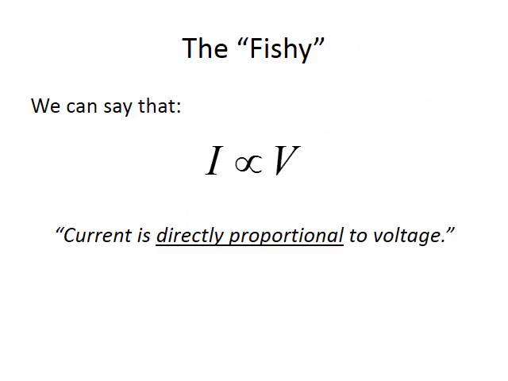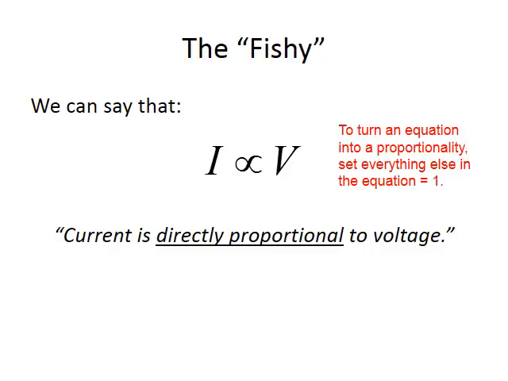We can represent the relationship between the current and the voltage as I ∝ V. That symbol is read as "proportional to." In this case, current is directly proportional to voltage. When you change the voltage, the current changes by the same factor. To turn an equation, such as the one for Ohm's law, into a proportionality, just set everything else in the equation, such as the resistance, equal to 1.